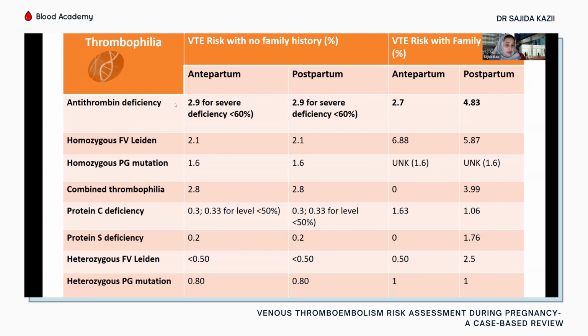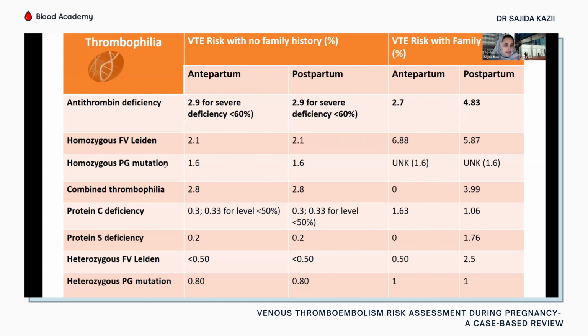So antithrombin deficiency is certainly considered a high-risk thrombophilia. For severe deficiency of antithrombin, again, levels which are less than 60%, it is around 2.9. So these are all absolute risks. I think previously there were studies which indicated odds ratios, but certainly the absolute risk is around 2.9% with or without family history.